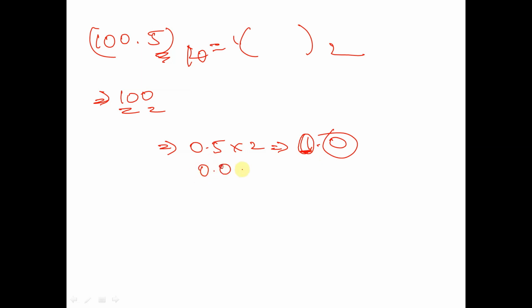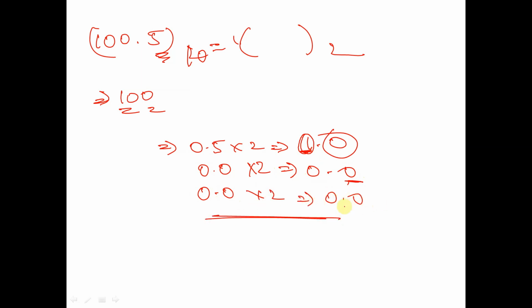So in the next step it will be 0 into 2 equal to 0, and again we will take the decimal part only, that is 0.0 into 2 equal to 0. So we will do this repetitive multiplication until we get a 0, or if we are not getting 0, we will stop at some point. In this we will consider the integral parts from top to bottom.